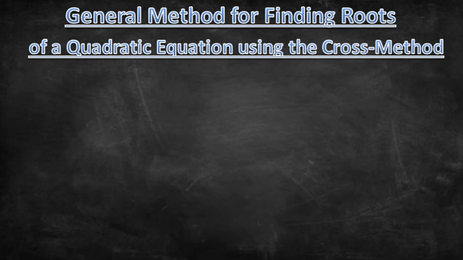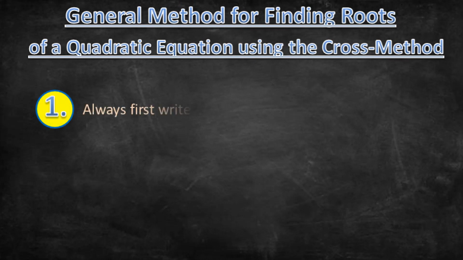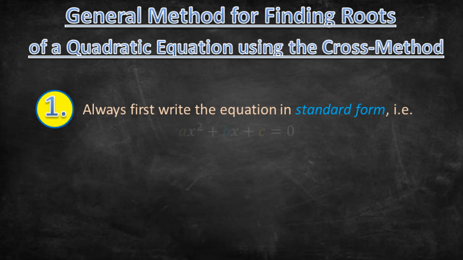Let's look at the general method for finding the roots of a quadratic equation. We always first write the equation in standard quadratic form. In other words, in the form ax squared plus bx plus c equals 0. Let's take an example. Let's say we have x into x minus 1 equals x plus 3.